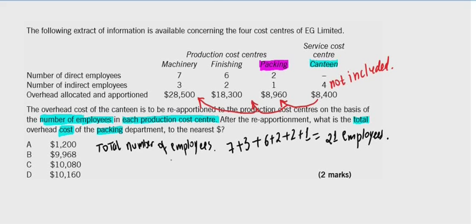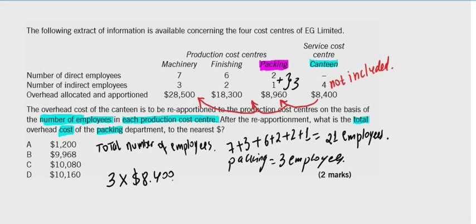If we reapportion that, we have 2 plus 1, that is 3 employees in packing. In order to reapportion, I will multiply 3 times $8,400 over total number of employees, 21. That will give us $1,200, right? $1,200. So what is the question?